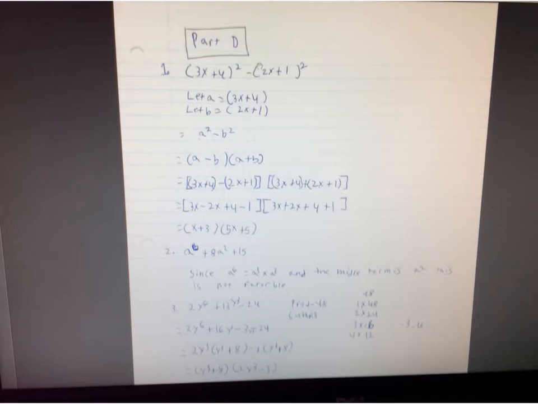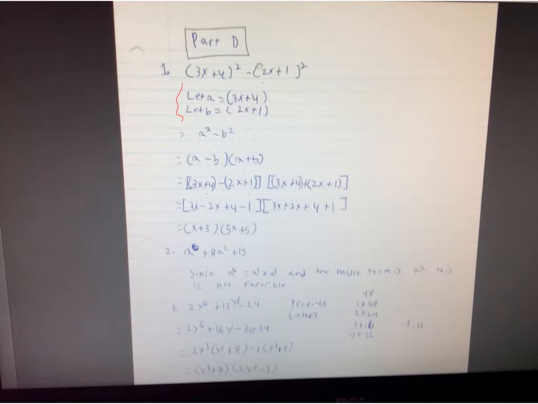Okay, so last page, part D. And this one is tricky, and I like how you did your substitution here. That's an excellent way to approach it. So you've made it into a difference of squares. Factoring your difference of squares gives a minus b, plus a plus b, and then you're going to put in your substitution into a and b.